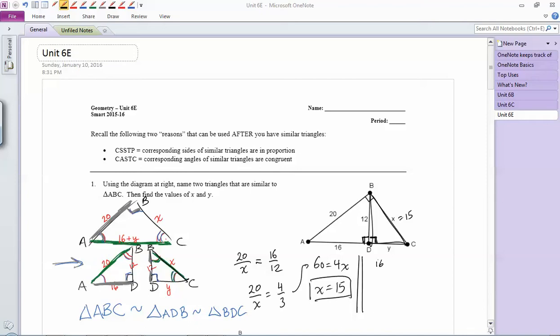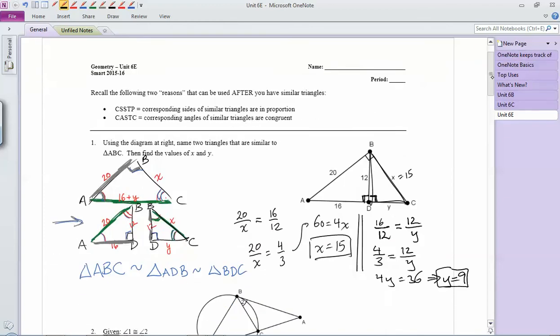So we were matching up the grays. So 16 goes with 12. The same way, so the grays go together, the same way that the black sides go together, so I get the y involved. So the 12 from the triangle on the left goes with the y. 12 over y. So if I reduce this again before we actually cross multiply, just to make the numbers easier, then I get 4y equals 36, so y equals 9. All right, so there's those two.